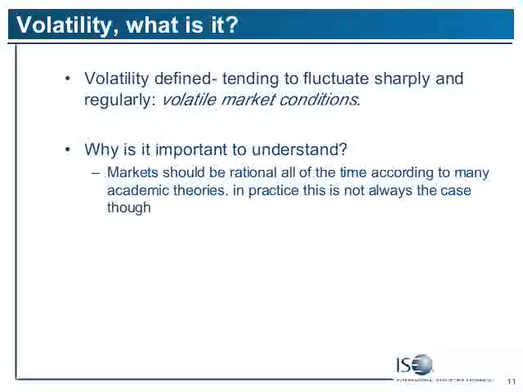So volatility, what is it? Volatility defined: tending to fluctuate sharply and regularly. So volatile market conditions. Why is it important to understand? Markets should be rational all the time, at least according to academic theories. In practice, this isn't true. In fact, we've just lived through this in the last couple months.